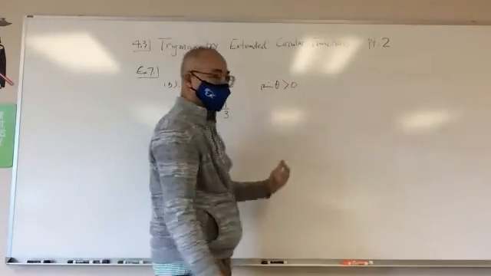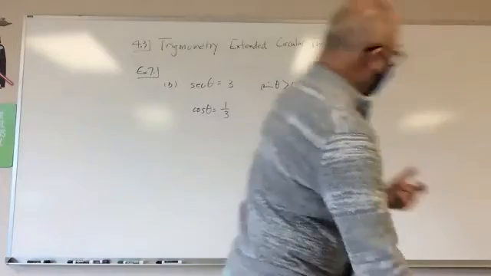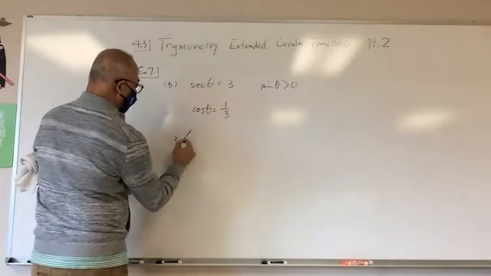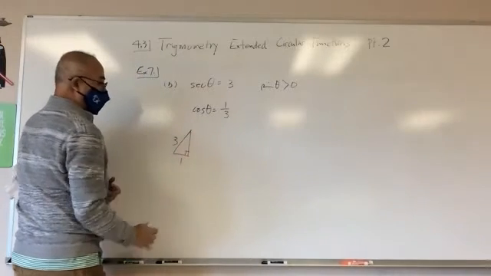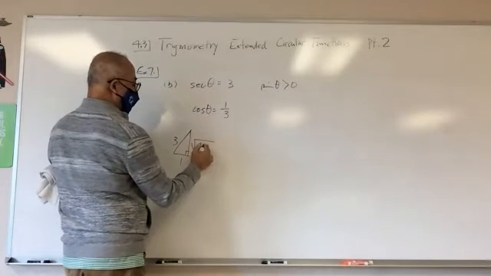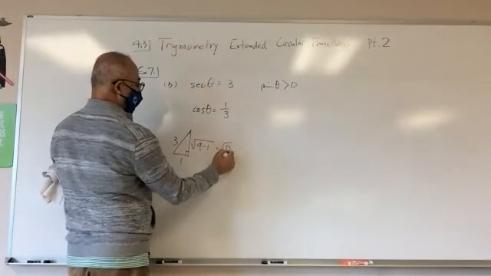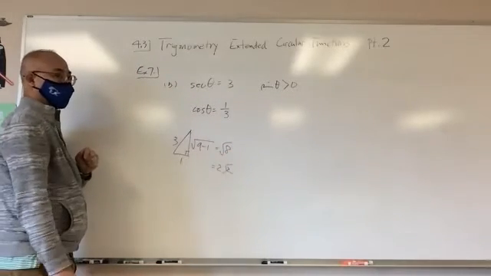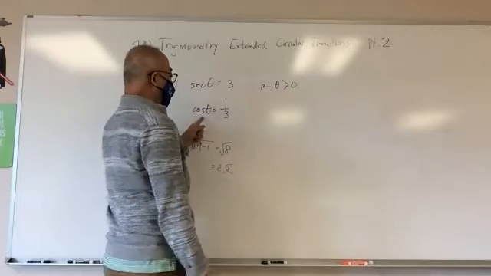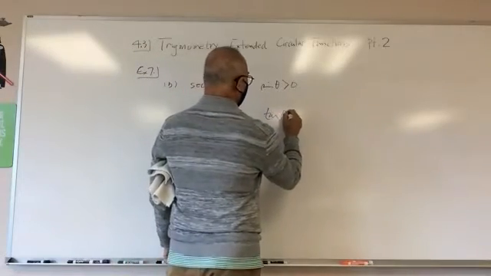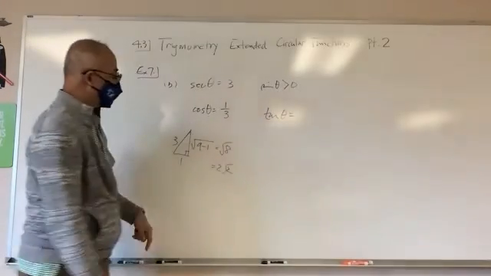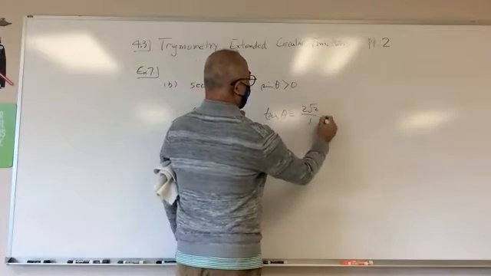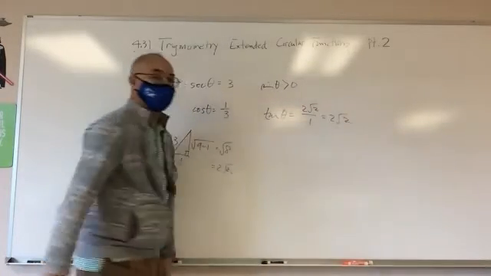They want us to find the sine value and the tangent value. With hypotenuse 3 and adjacent 1, this side must be 9 minus 1, 8, which is 2 root 2. So I found the sine value. All I need to do is find the tangent value, which is this side over this side, 2 root 2 over 1, so 2 root 2.